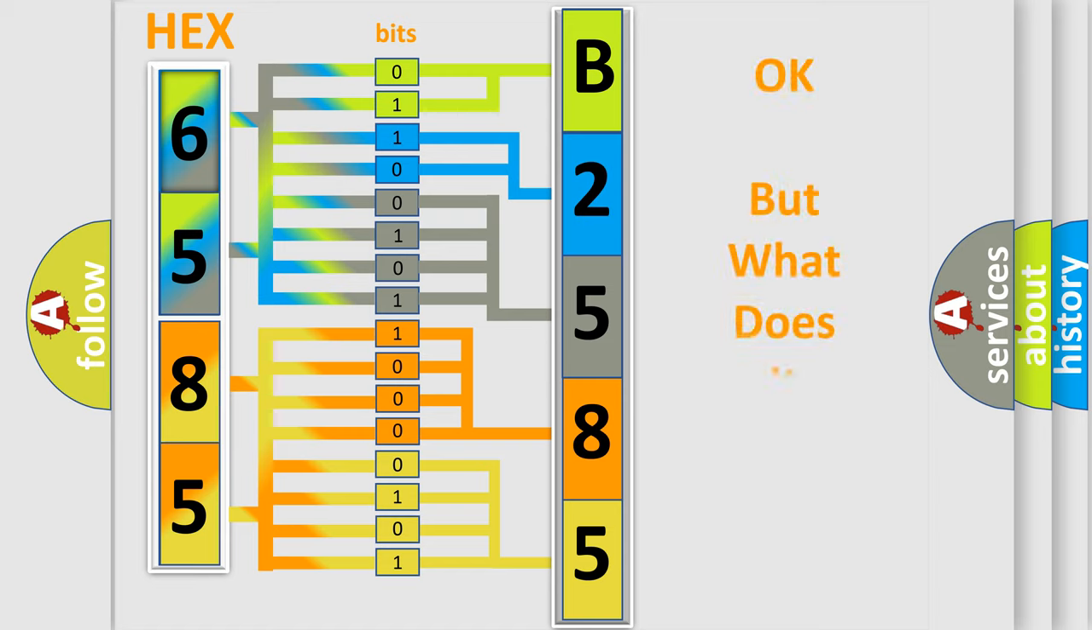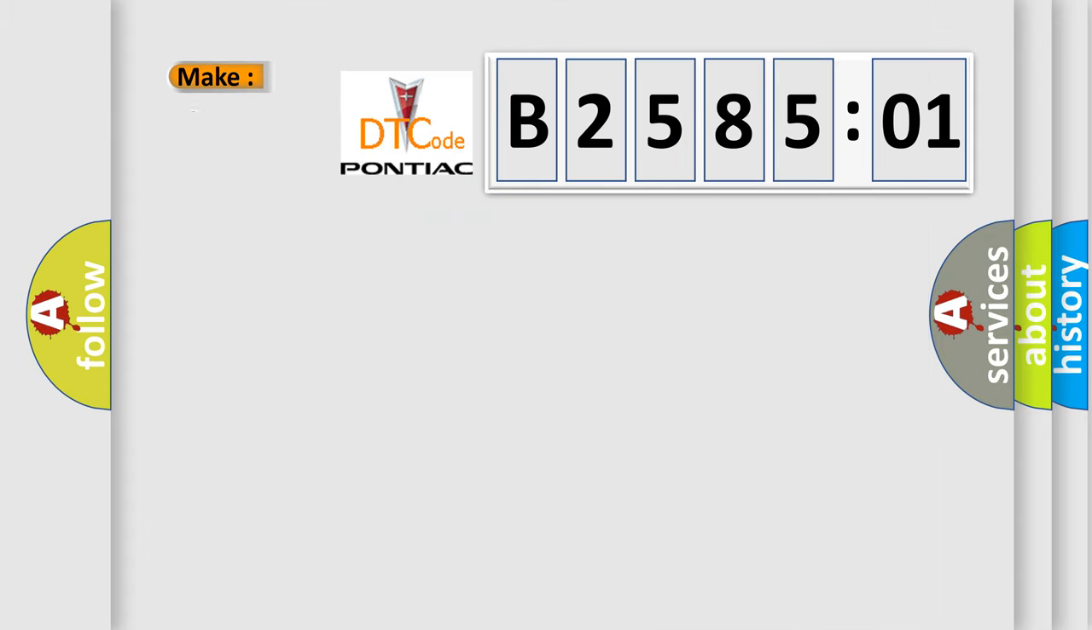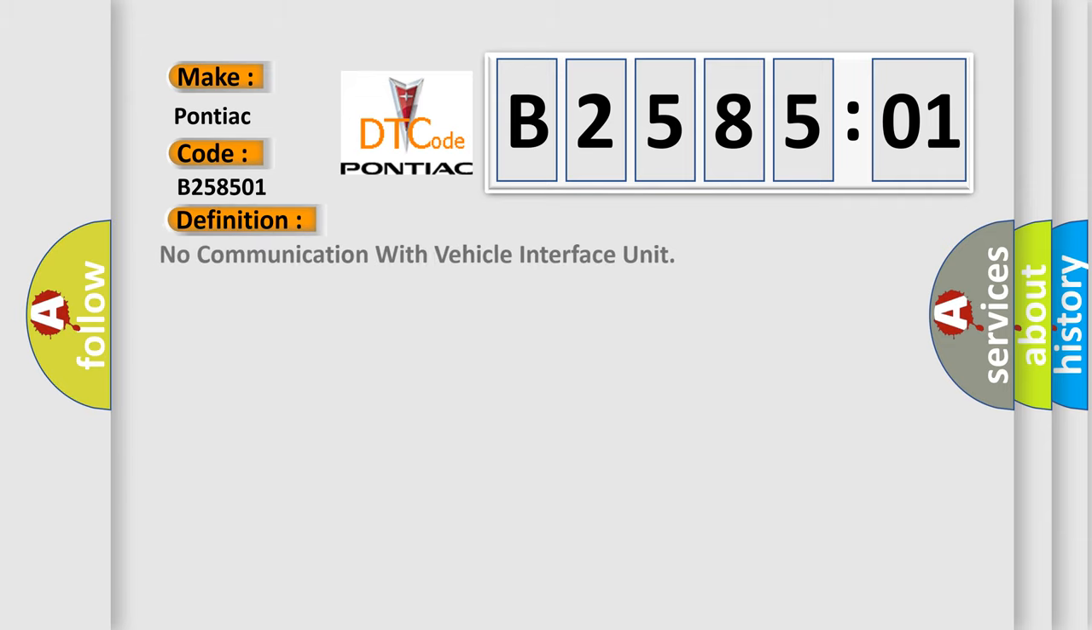The number itself does not make sense to us if we cannot assign information about it to what it actually expresses. So, what does the Diagnostic Trouble Code B2585-01 interpret specifically for Pontiac car manufacturers? The basic definition is: no communication with vehicle interface unit.